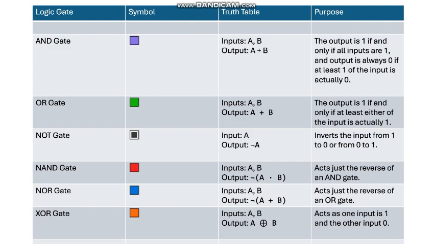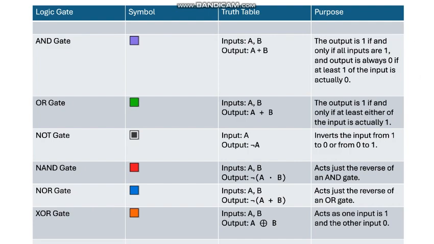First one is the AND gate. The AND gate symbol is a purple square. Truth table: inputs are A and B, output is A dot B. The OR gate symbol is a green square. Inputs are A and B. The truth table output shows as A plus B.